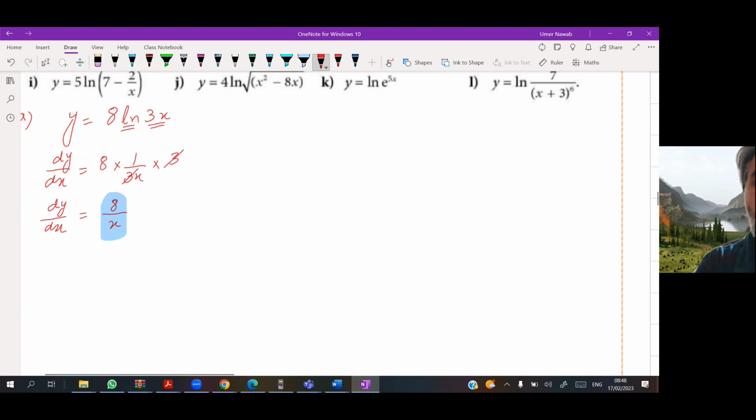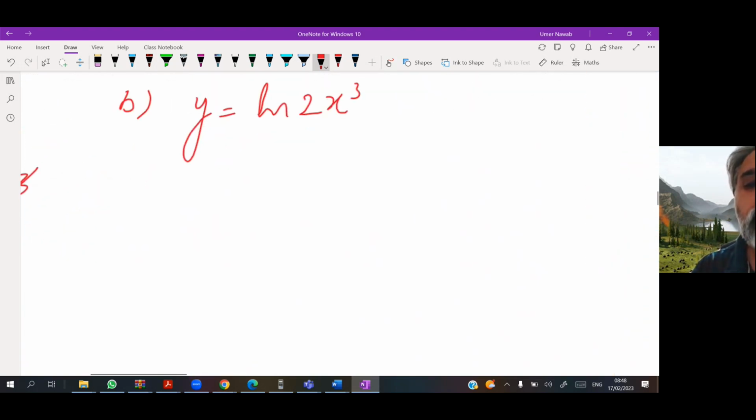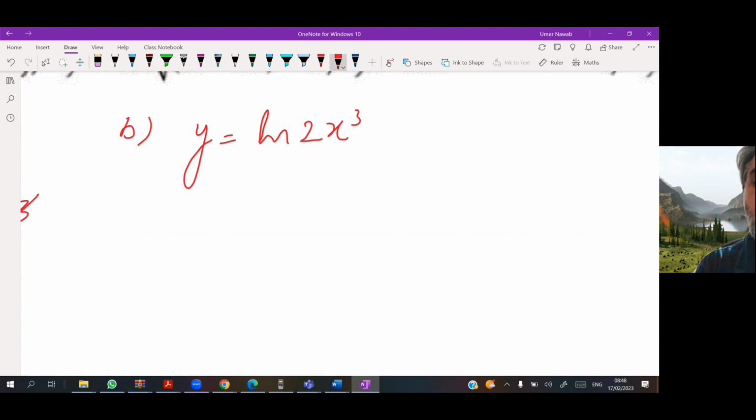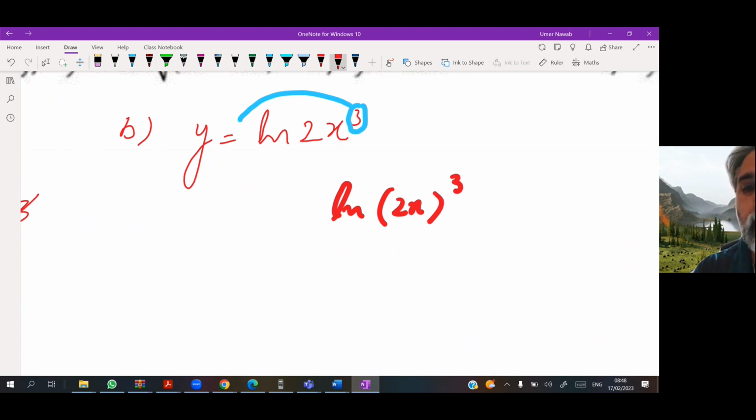Next, I'm going to go to the b part. Y is equals to ln of 2x cubed. Here maybe the students thinking, Mr. Omar, we can take this 3 back. No. Don't do this because this 3 is not on the whole argument. If the question was like this, 2x power 3, then you are allowed to take the 3 back and then you write it as 3 ln 2x. But this mistake, don't do this.